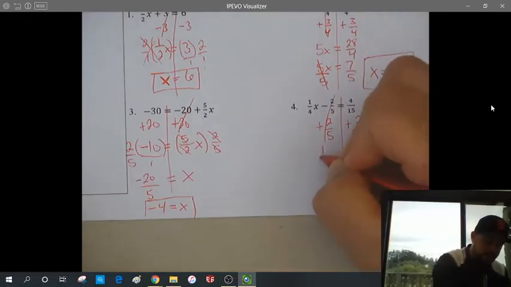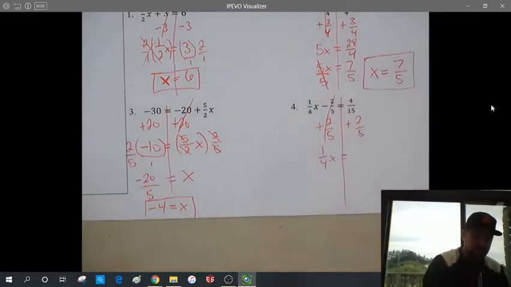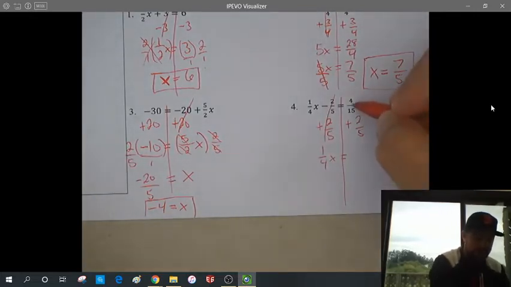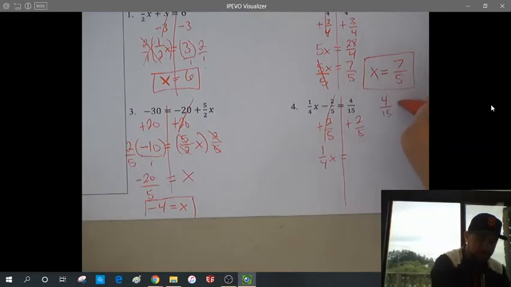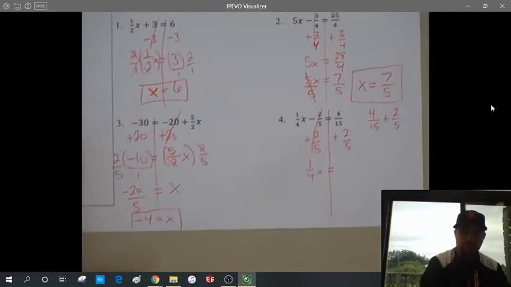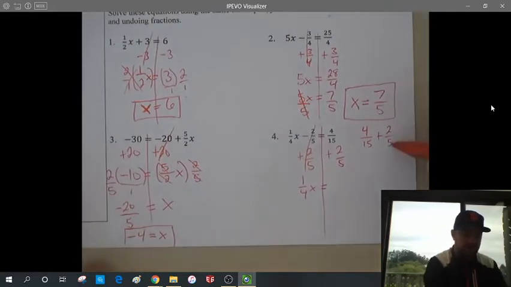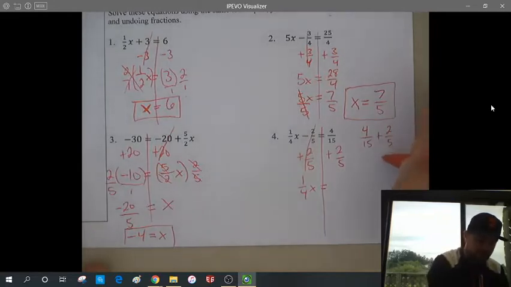Get rid of that, give us 1/4 x is equal to... I can't add 2/5 to 4/15 without making common denominators first. So let's view what we need to do. We need to make a common denominator. In this case, the smaller denominator can be made into the larger one. So 5 does turn into a 15 if I multiply by 3 on top and bottom.